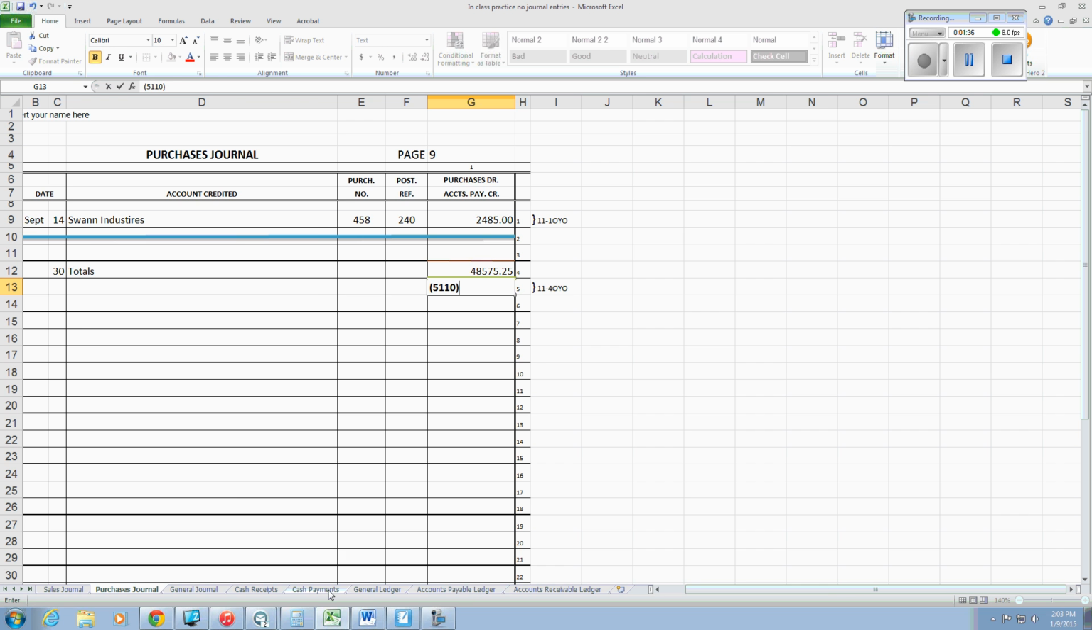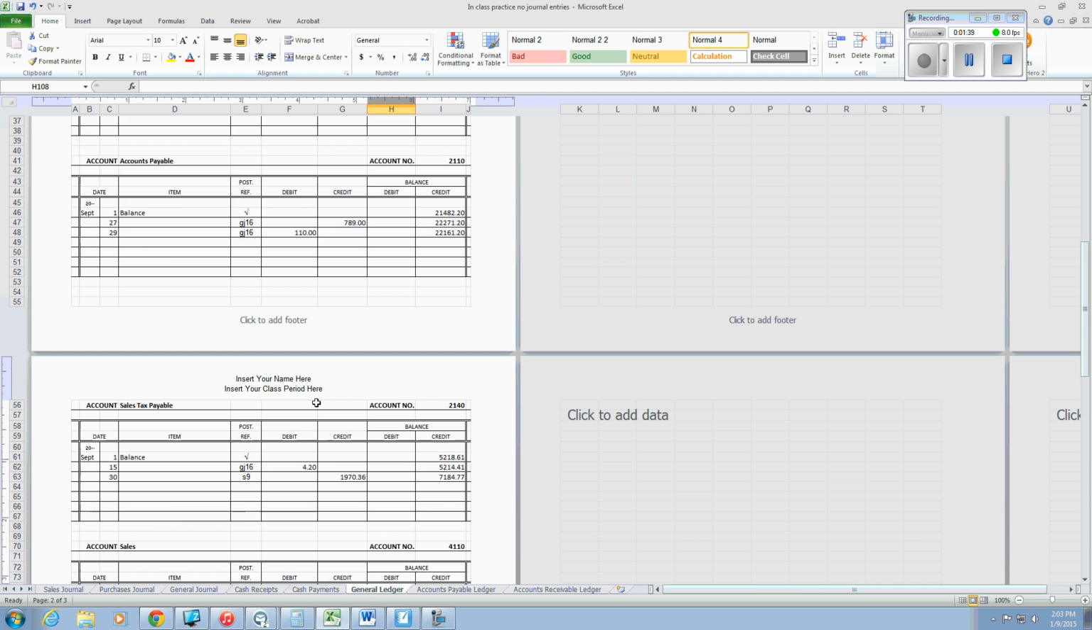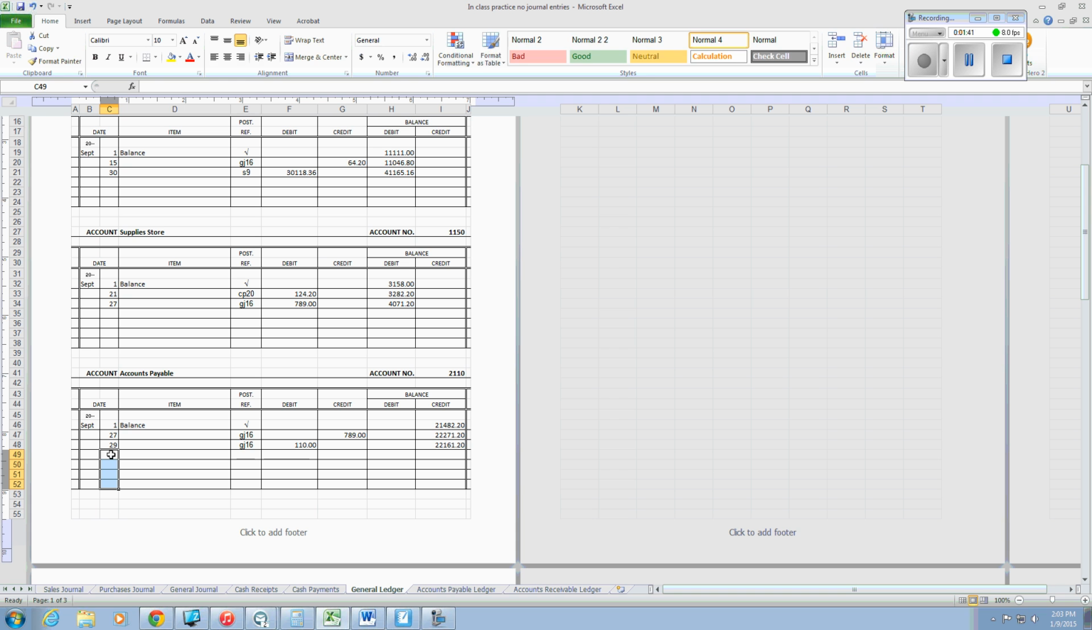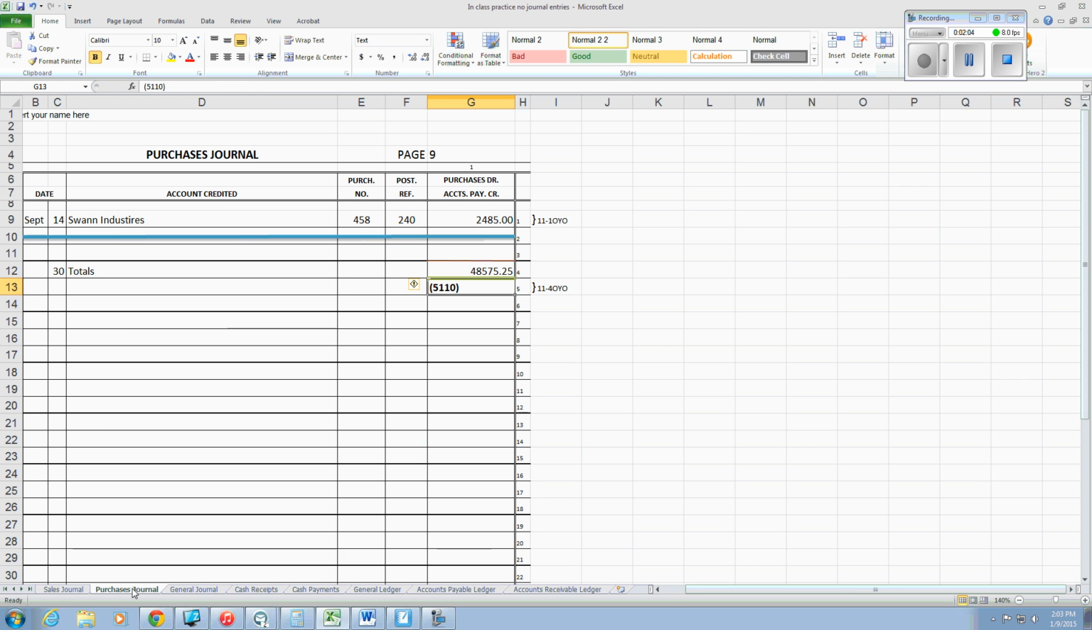So let's go back to the general ledger, the accounts payable credit. Again, the last date of the month. And we're going to put P9 as the number, P9. And we're going to credit that 48,575.25. And we're going to add those together. So we're going to take this plus this and get the total. Now the 2110 goes back to the purchases journal, and all we do is add that to that. So we're going to put 2110. And that's all we're going to have to do.